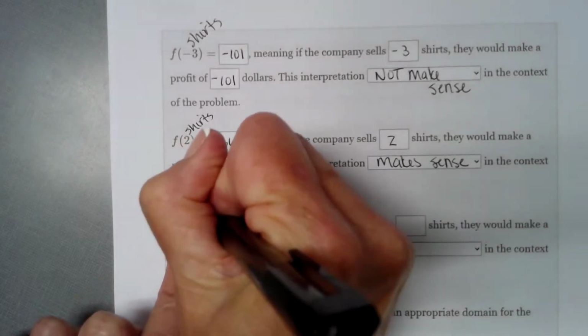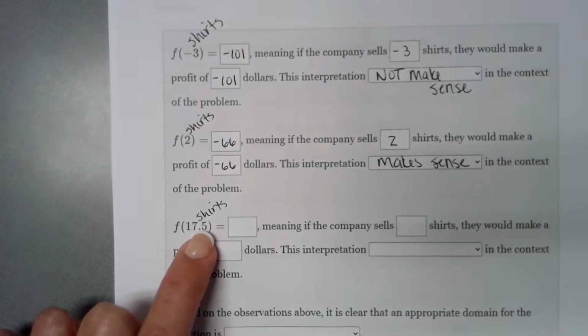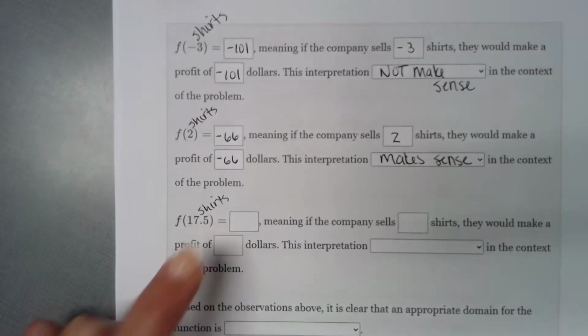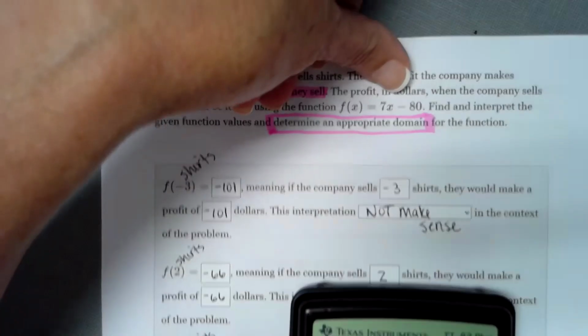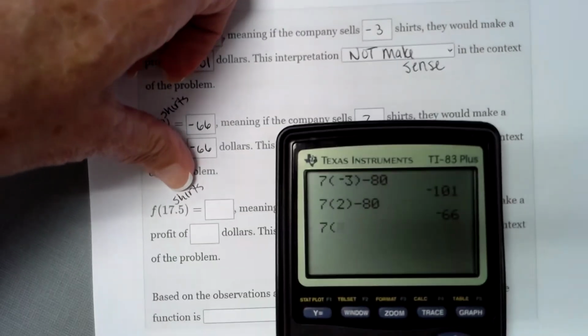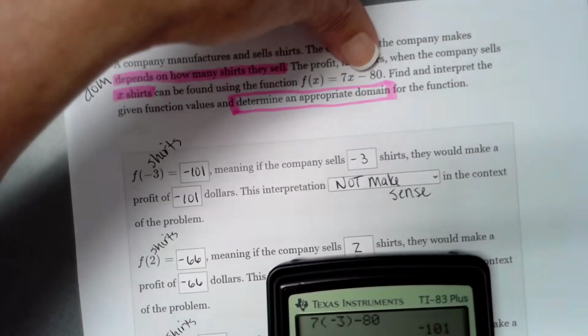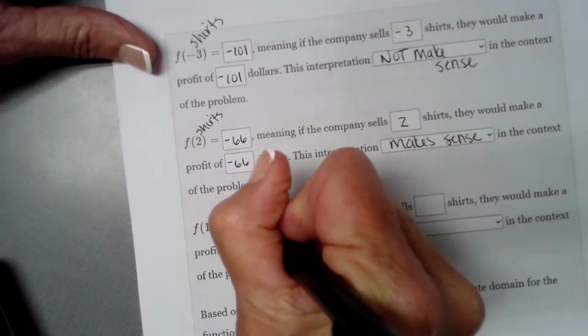17.5. Remember, that means the number of shirts. Well, y'all, we already know that doesn't make sense because we're not going to sell half of a shirt. 0.5. We're not going to sell half of a shirt, but got to go through the motions. So here we go. There's my function. 7 parentheses. I'm going to plug in a 17.5 and then minus 80. Okay. 42.5, $42.50.